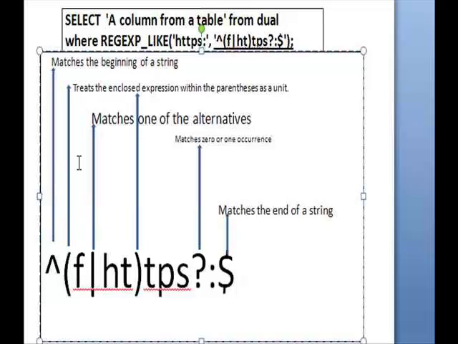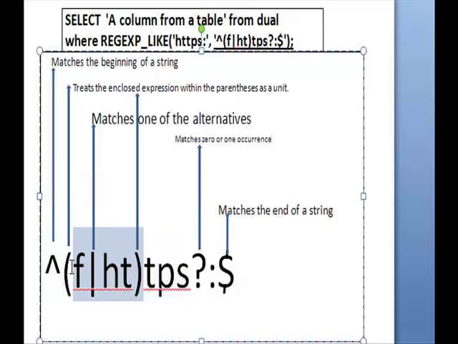Treat the enclosed expression within the parentheses as a single unit. They should come exactly like what we have. Right here, we have F, or we have HT. So a string starting with F, or a string starting with HT. The bar that I put right here means this F or this HT. And by the way, this is a unit.